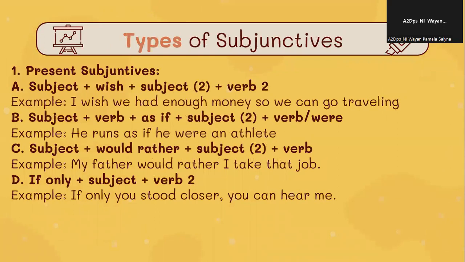subjunctive. The first is present subjunctive. Present subjunctive is used to express a person's desire for the situation that is currently happening, but in fact it is not in accordance with reality.